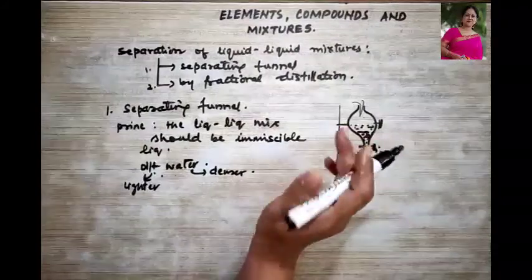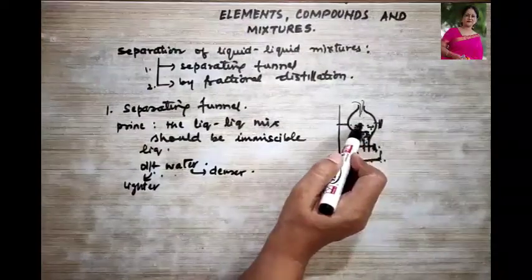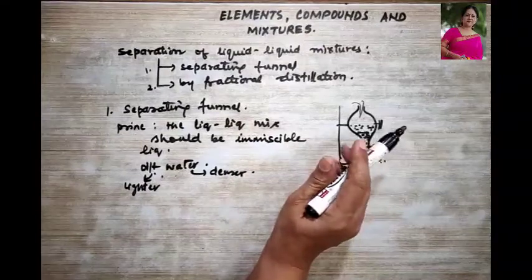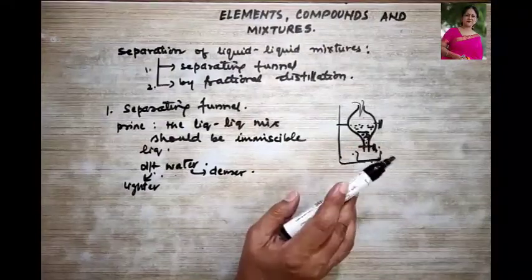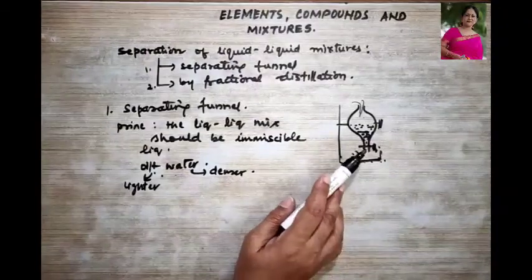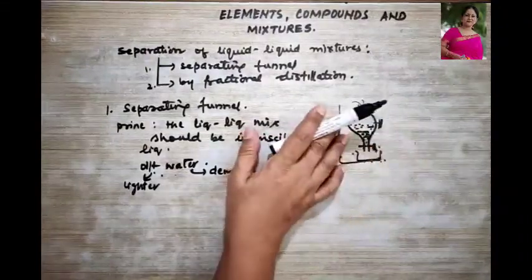So both the liquids are placed where? In the separating funnel. Clear? Then they are allowed to stand for some time. What do we observe here? The heavier liquid forms the lower layer, whereas the lighter liquid forms the upper layer.